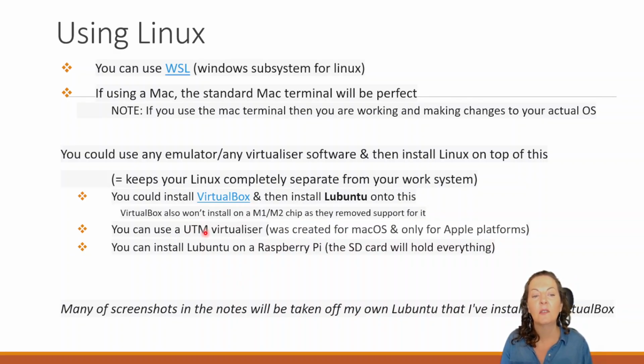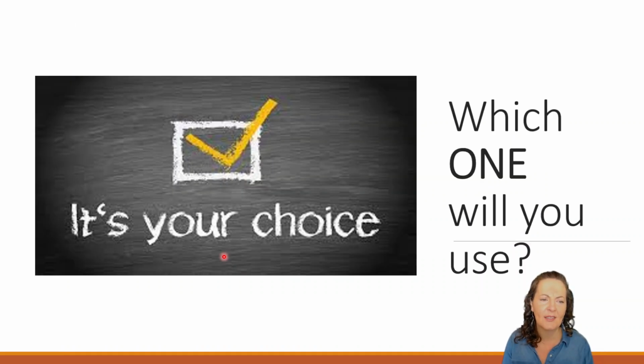You can use your UTM virtualizer, that's fine. You can install Ubuntu on a Raspberry Pi. If you have bought a Raspberry Pi for Frank's networking section, then feel free to use it for this coursework. A lot of my notes and screenshots will come from my installation of Lubuntu on VirtualBox, but for what I'll be doing, it's not going to matter. Once you get the first two weeks over with, it'll all look more familiar, hopefully, and less scary. Less scary is always good, isn't it?